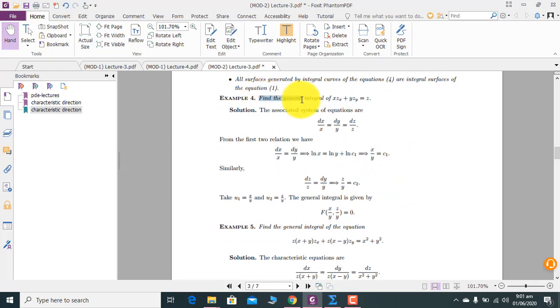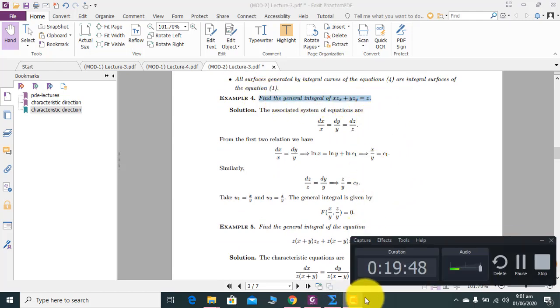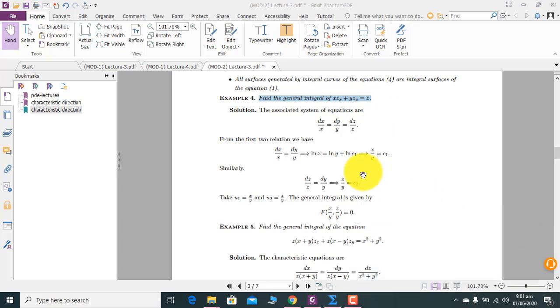So imagine that you have this quasi-linear partial differential equation in the following form: a is x, b is y, and c is z. So the corresponding associated system of equations is dx over a is dy over b is dz over c. Now as I told you, first of all, concentrate on whether you can solve it like that. Equating the first two relations, we get dx over x equal to dy over y.